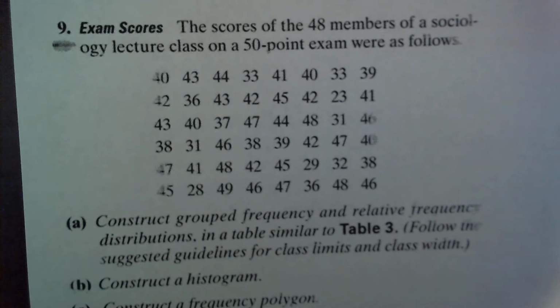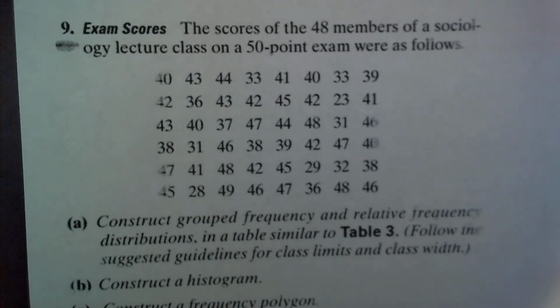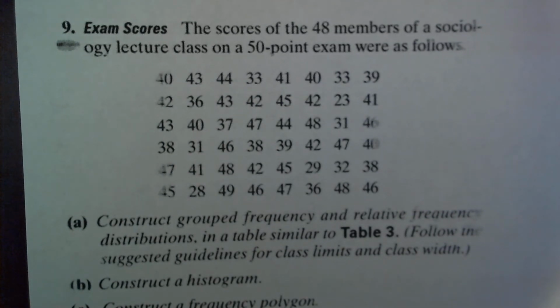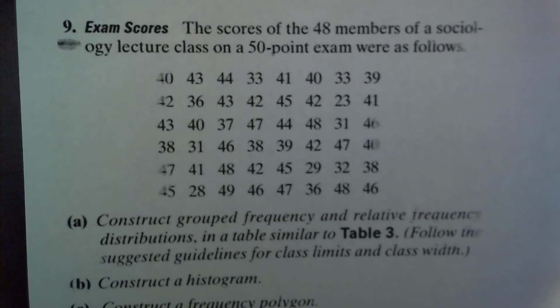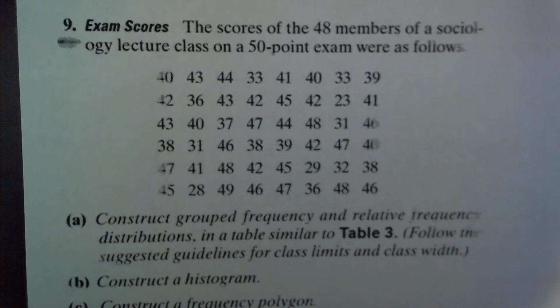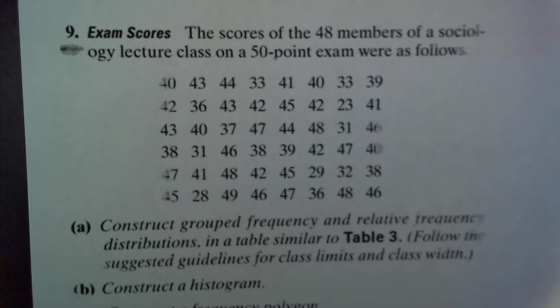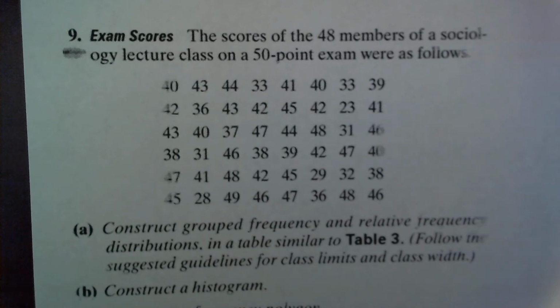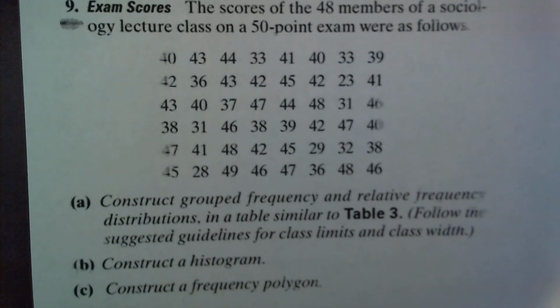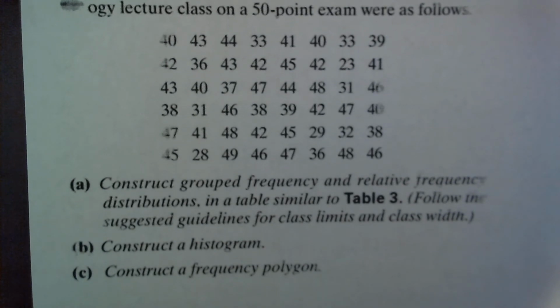So let's look at number 9 here, exam scores. The scores of the 48 members of a sociology lecture class on a 50-point exam scale were as follows. So here are all the scores, 48 of them. And there are three things we need to do: construct a grouped frequency and relative frequency distribution, and then construct a histogram and a frequency polygon. So just as we have done it before. The only difference is now that we have classes of numbers that we do it with.